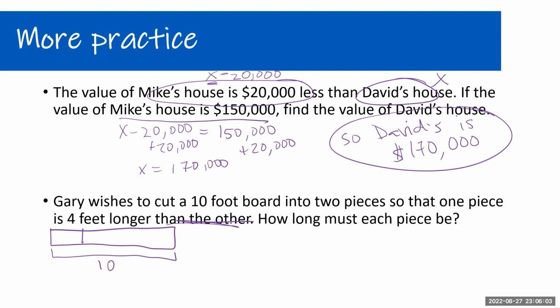The other piece is our X. Okay? 4 feet longer than the other. So one of them is X, and the other one is 4 feet longer than that. And we know that we have 2 pieces, right? We have one piece that's X, we have one piece that's X plus 4, and also that when we add them together, they have to be 10 feet. Because the whole board is 10 feet. We don't have any less, we don't have any more. So we know that X plus X plus 4 is going to be 10.